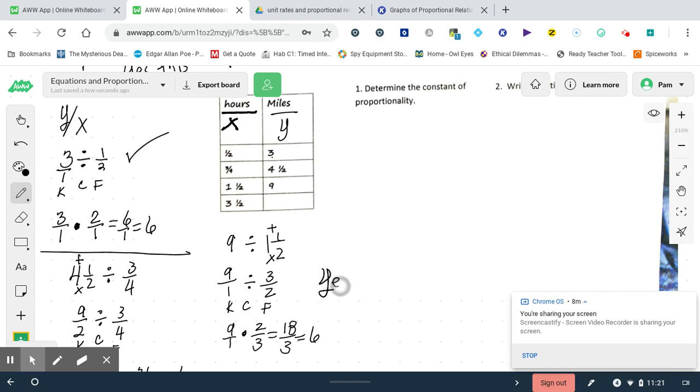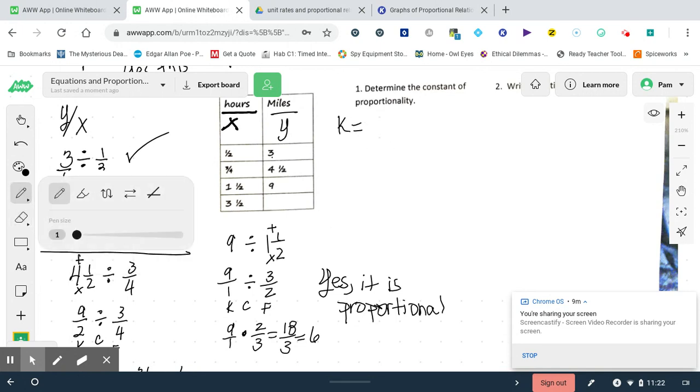Yes, it is proportional because I keep getting 6. All right, now, my constant of proportionality, which I'm just going to start writing K. K is 6. Let's see if I can write a better 6. K is 6. Now, it's really talking about 6 miles per hour.